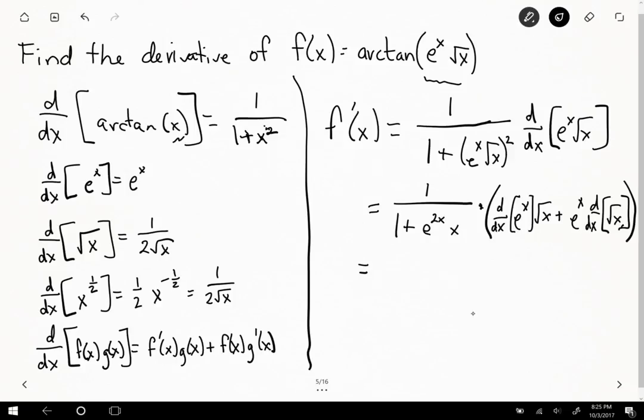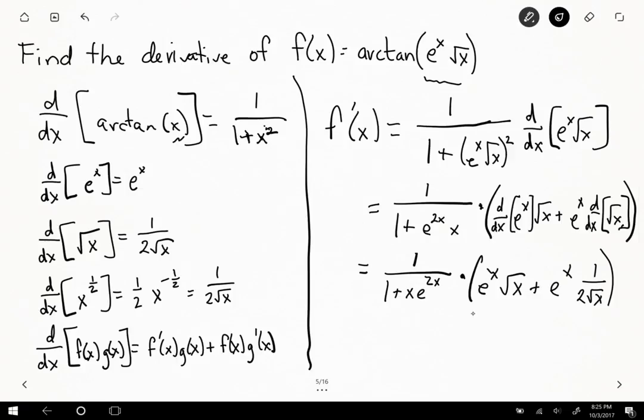So, in terms of where we go from here, what do we have to have happen? And so we can write this as 1 plus x e to the 2x times derivative of e to the x is just e to the x, and you have a square root of x right there, plus our next one is e to the x, and then our derivative of square root of x is 1 over 2 times the square root of x. We can close that thing off right there.